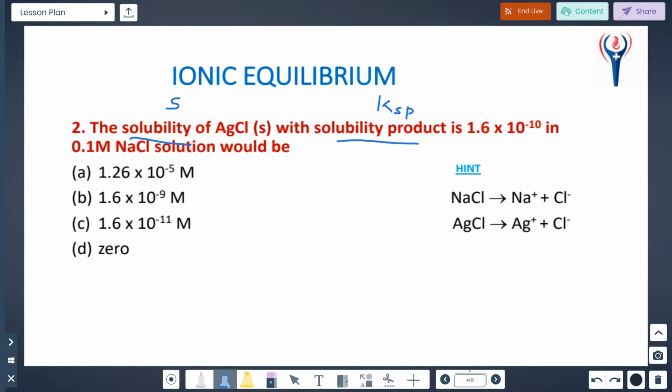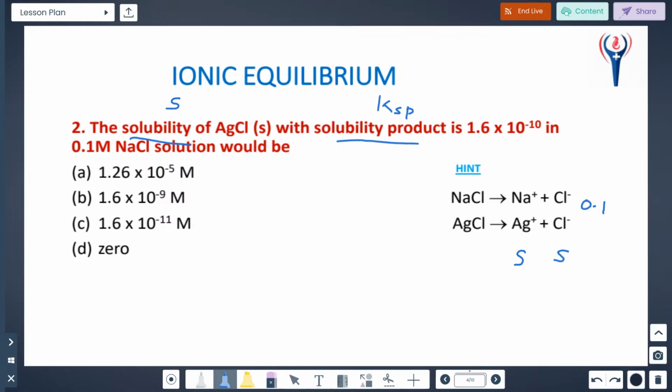Okay, suppose here we have two sources: one is AgCl in 0.1 molarity NaCl solution. So NaCl also produces Cl minus ion, and AgCl also produces Cl minus ion. Here in NaCl, the Cl minus concentration is 0.1. Understood? Then you know that in the solubility equilibrium, AgCl splits into Ag plus and Cl minus. Now we write this as S, and this is also S. Understood?